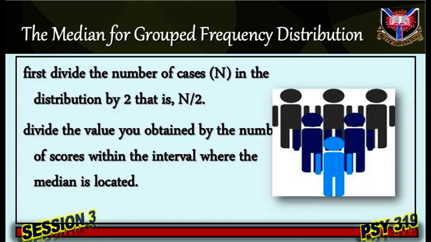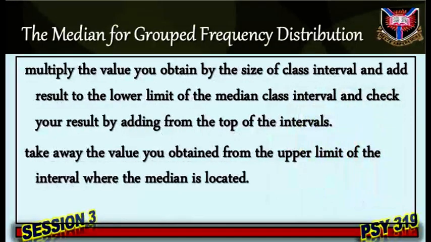2. You then ascertain the number of scores needed in this interval to make half the number of scores. Furthermore, you need to divide the value you obtain by the number of scores within the interval where the median is located. 3. Then multiply the value you obtain by the size of class interval. Add the result obtained to the lower limit of the median class interval and check your result by adding from the top of the intervals. 4. Finally, take away the value you obtain from the upper limit of the interval where the median is located.